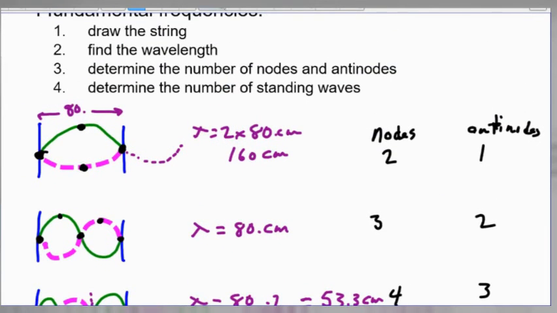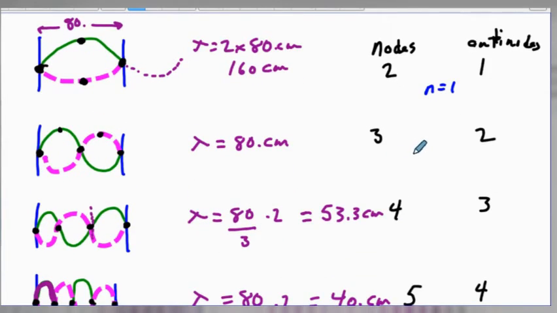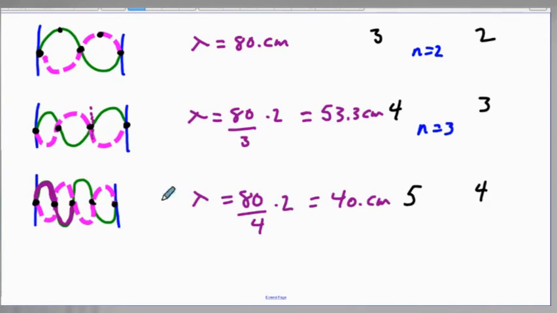And the last question was the number of standing waves, N. N is 1. On the second one, N is 2. Third one, N is 3. And on the fourth one, N is 4.